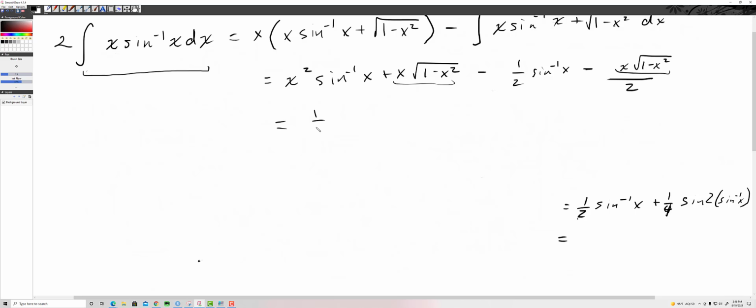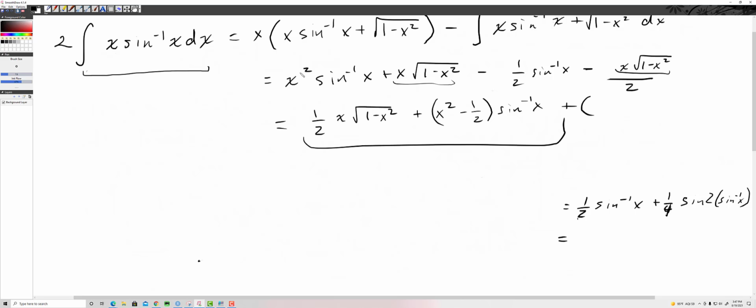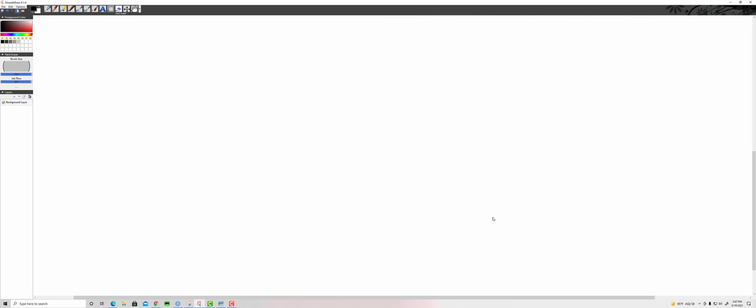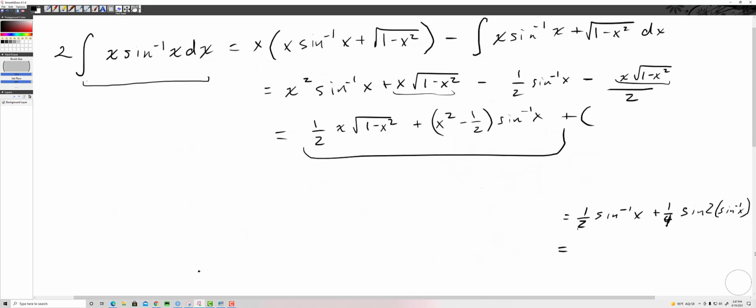So what I can say is this is 1/2 x times the square root of 1 minus x squared. And then I have plus x squared minus 1/2 sine inverse x plus c. And that should be close enough. There we go. That should be close. I'm going to double check it, but I think that's it.